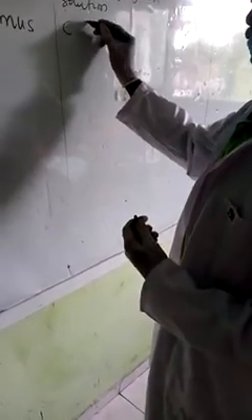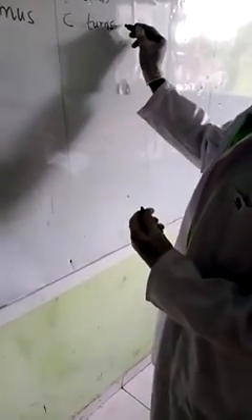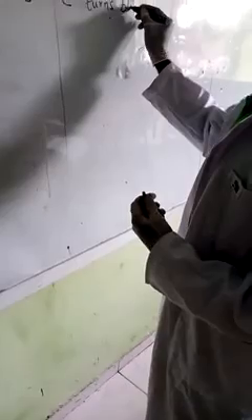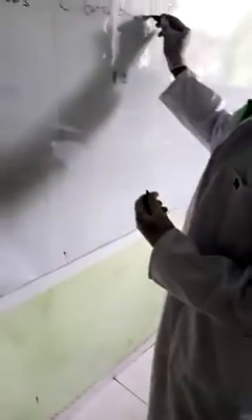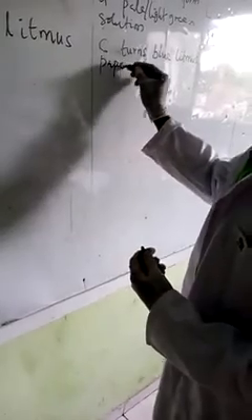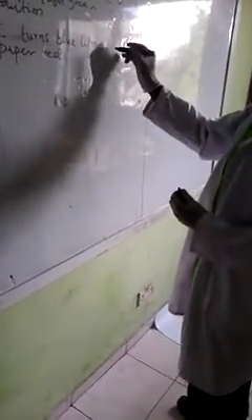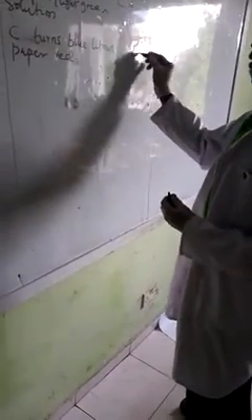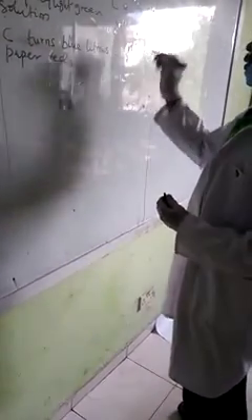What is the observation? It turns blue litmus red. Red litmus unchanged. So what will now be our inference here? C is acidic, or you can say C is an acidic salt. Anyhow you want to put it.